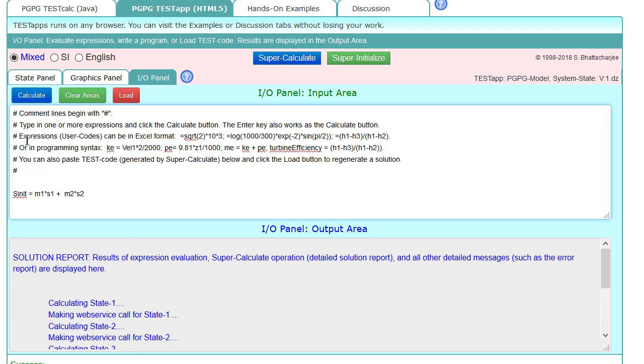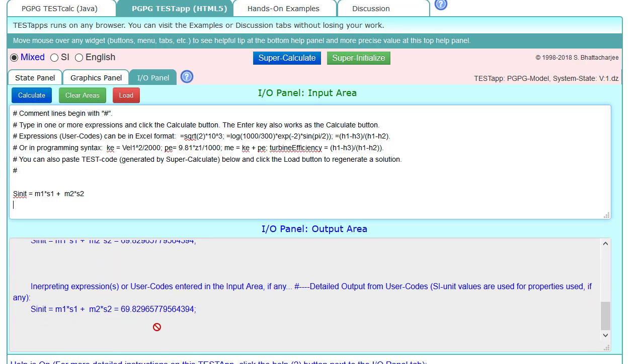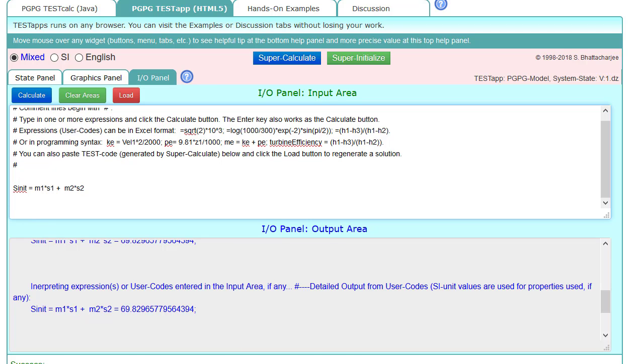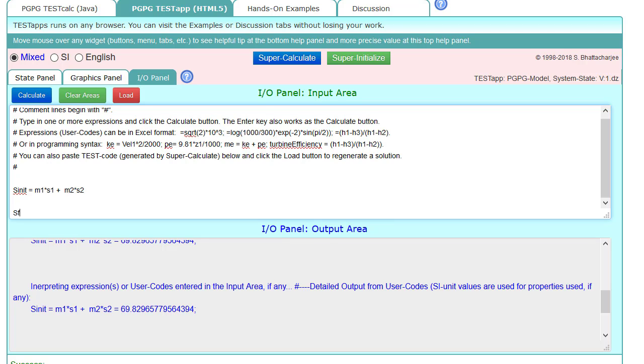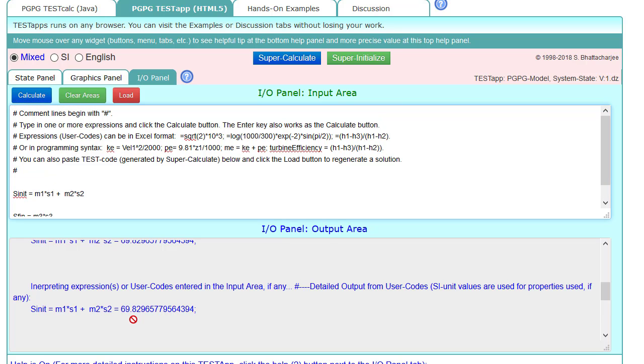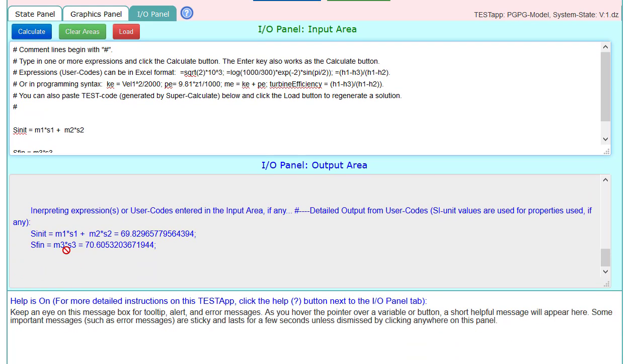I hit enter, or you can hit calculate, and then scroll down here in the output area, and there's the initial entropy of the two separate mixtures, or two separate flows. And then S final will be mass 3 times the specific entropy of state 3. So that's of the mixture. Again, hit calculate, scroll to the bottom, and there you go.